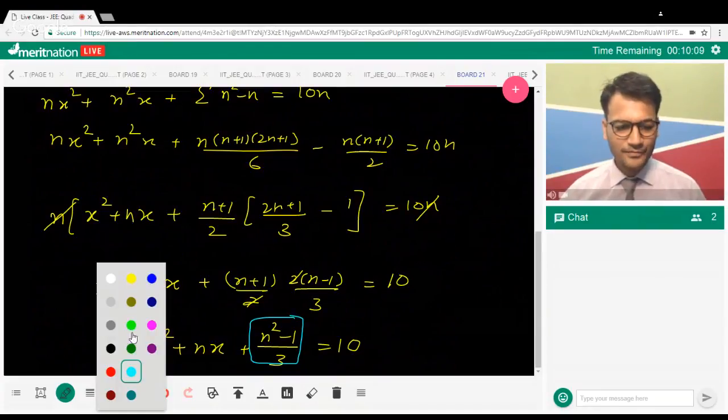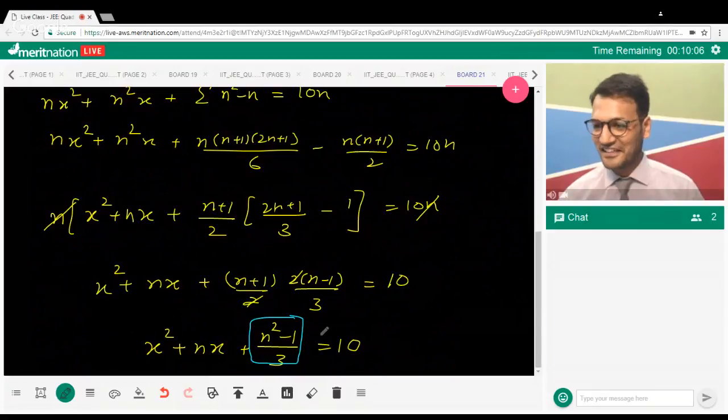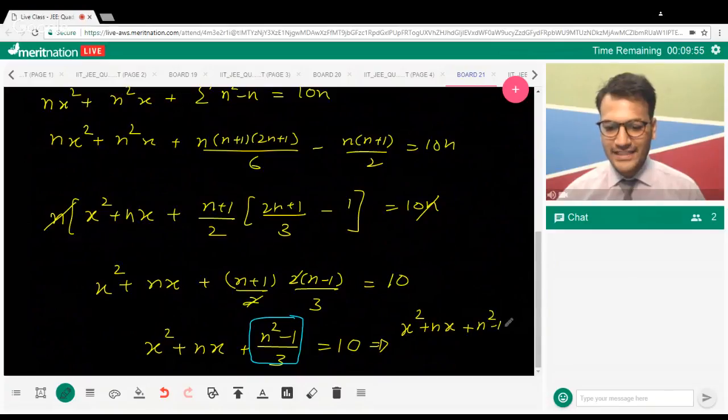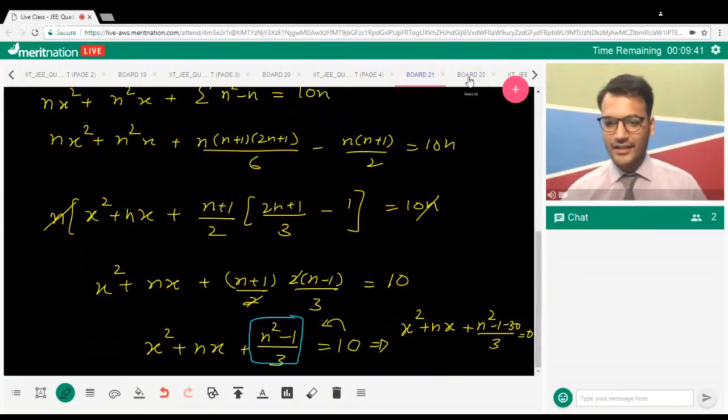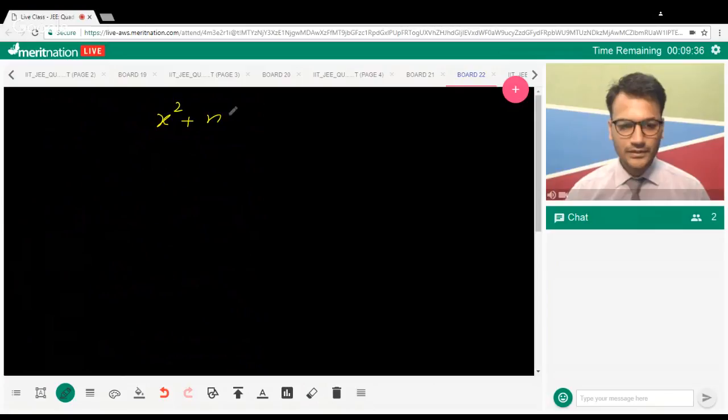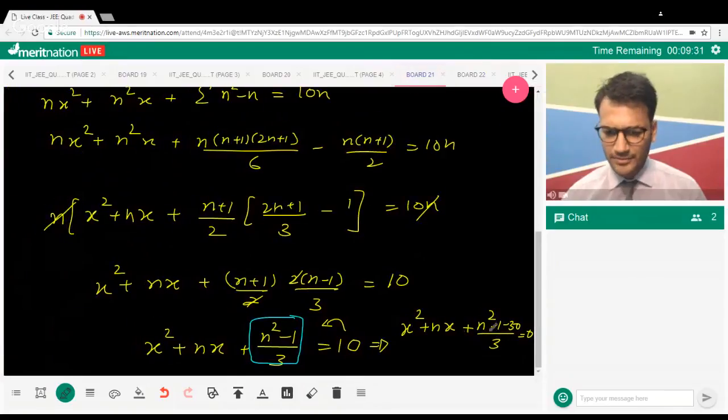This is just previous year question discussion, science and tech. So over here, it will be x squared plus nx plus nx plus n squared minus 1 minus 30 upon 3 is equal to 0, if I've taken that 10 on the other side. I do not have much space. I'll just do it over the next board, and then I'll just solve it. So now I can just take the LCM and make the equation simpler. Plus n squared minus 31 upon 3 is equal to 0. In fact, that's also not required. Minus 31 is equal to 0.